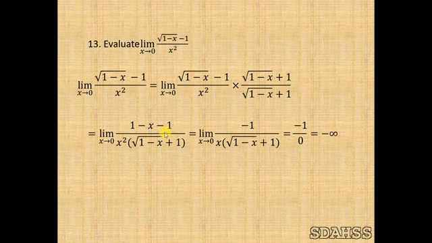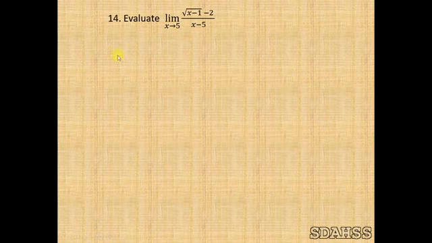Plus 1 minus 1 cancel, x cancel. So remaining you have limit x tends to 0, minus 1 divided by x into (root of 1 minus x plus 1). Now substitute x is equal to 0. So this becomes minus 1 by 0. Minus 1 by 0 is minus infinity.